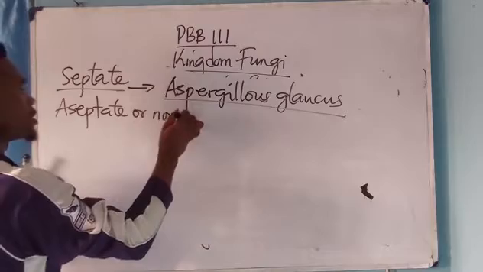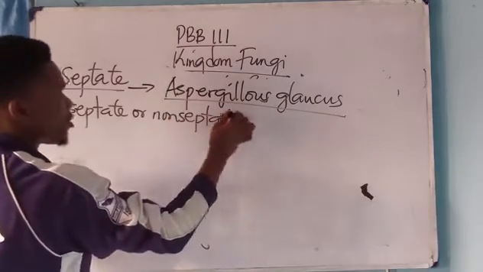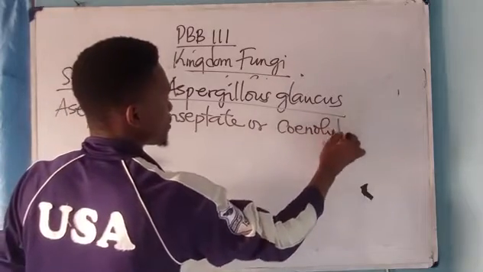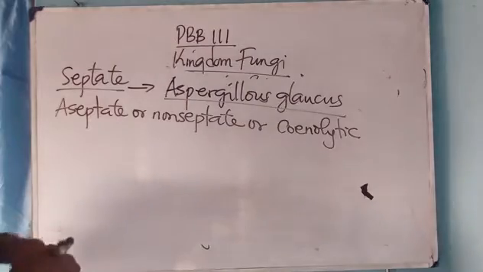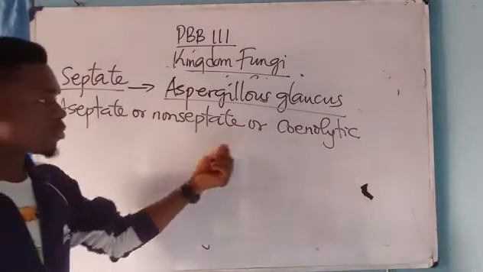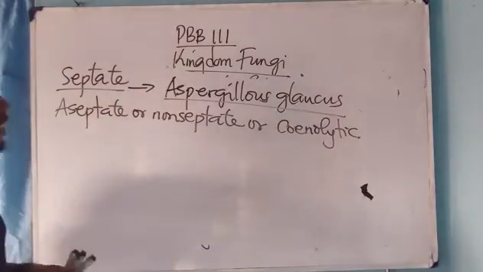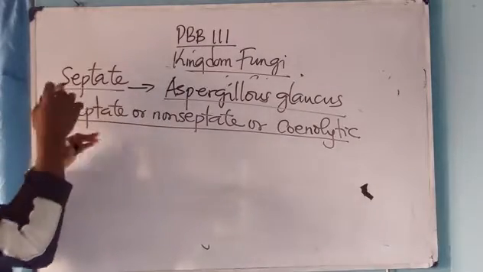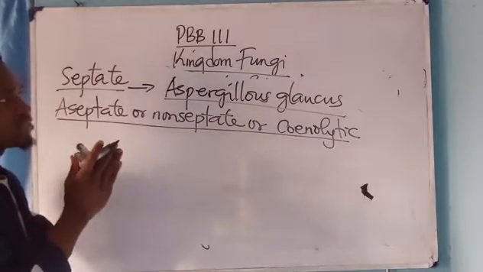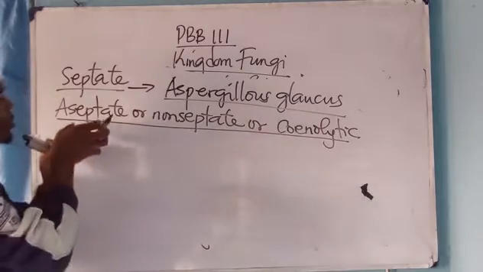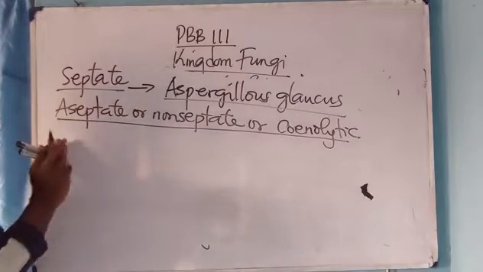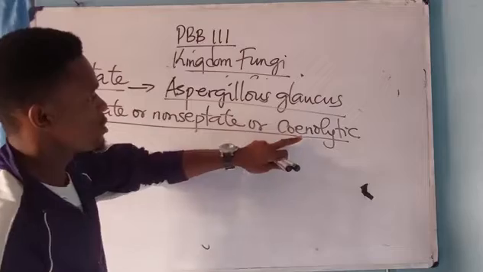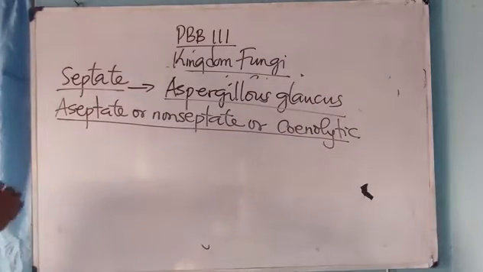Aseptate or non-septate or coenocytic hyphae. All right. If I don't call it septate, I'll call it non-septate or what? Coenocytic. Take note of that. A good example of such hyphae: septate hyphae are divided into different divisions by cross walls. But these ones, the hyphae are not. So they are said to be what? Aseptate or non-septate, or coenocytic hyphae. A good example is what?